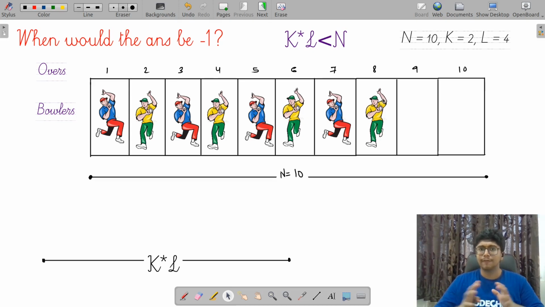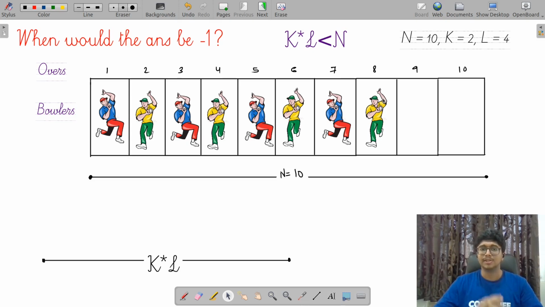Now everything is going fine until now. But if you see, now I cannot assign the ninth over to any bowler because all the bowlers have exhausted the limit of L overs which they can bowl. So in this case, it is impossible to have an arrangement with the given values of n, k and l. Why? Because k into l is less than n, right? So we cannot assign. So how to deal with this?